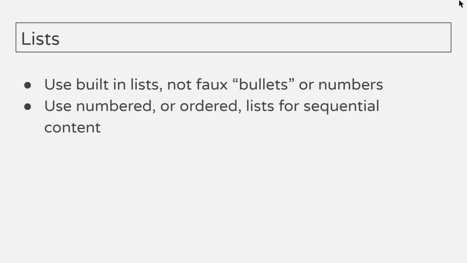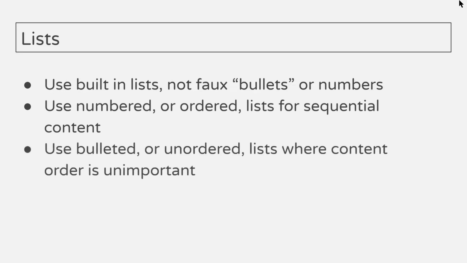Sequential content should be numbered. When the content is not important and doesn't follow a logical order, they don't have to go 1, 2, 3. Then you can do bulleted lists.